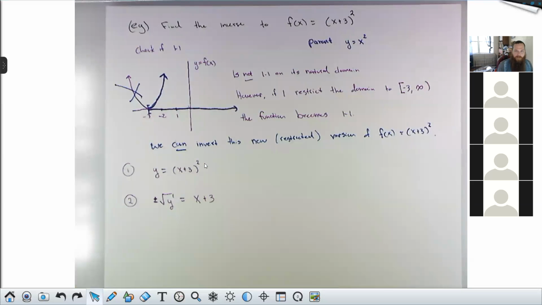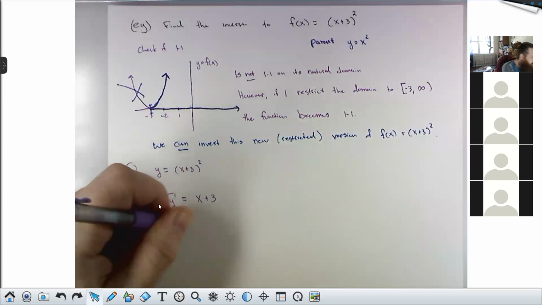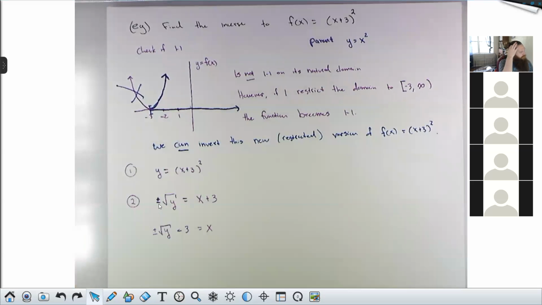And it's that plus and minus that's going to give us a little bit of a headache unless we remember step 3. From here, I can subtract 3 from both sides. So I get plus minus square root of y minus 3 is equal to x. And that's it. Now you've got x on its own, right?